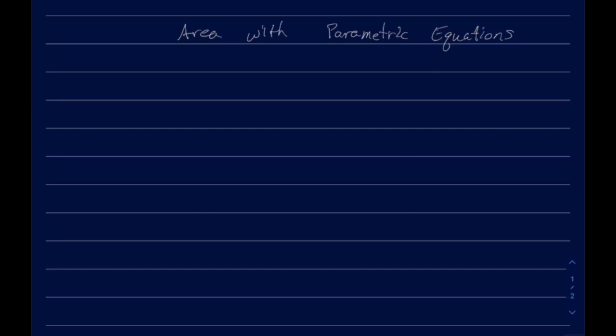Hi, in this video we're going to be talking about area with parametric equations. So if we have a function parameterized by t, say x is equal to f of t and y is equal to g of t, we want to find the area under the curve that's mapped out by these two values. We're going to assume that the curve is traced out only once from t equals alpha to t equals beta.